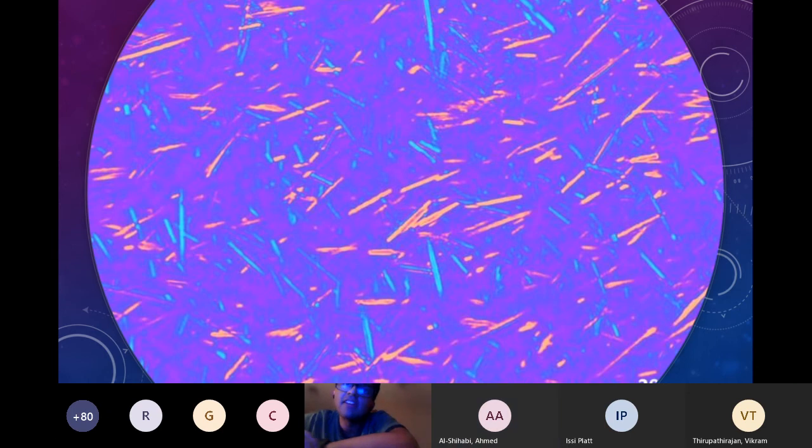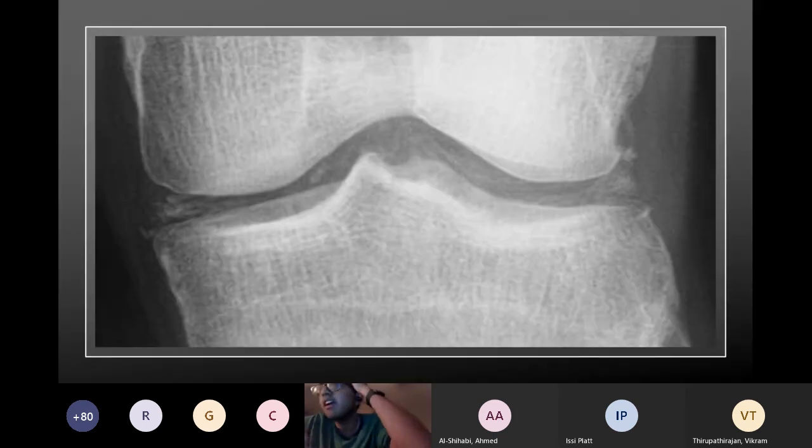Yes, correct. This is gout. These are the classic, really colorful needle crystals. Mihir, what sign can you see on this X-ray? Chondrocalcinosis. So if you can see that there is this white thready material between the two bones, that's not normal. That's calcium deposition. And Mihir, what disease is characterized by chondrocalcinosis? Pseudo gout. Exactly. Right. So pseudo gout.